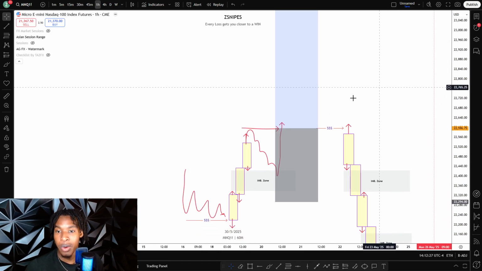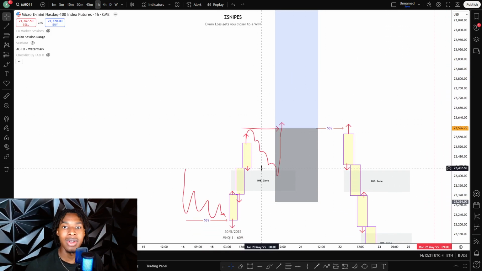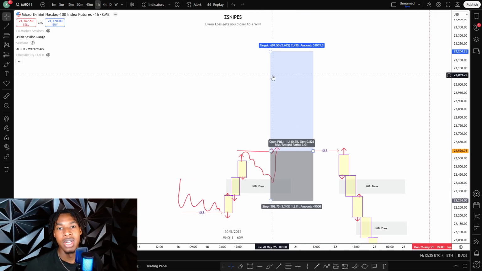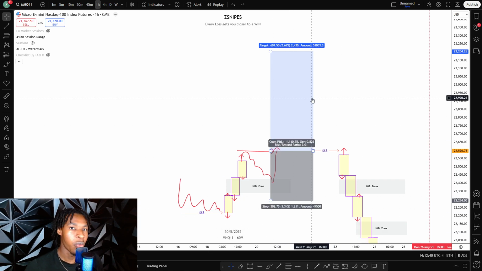Usually I like to target a 1 to 2 when I'm taking these. These are quick, aggressive entries. I'm usually doing this on like the 5-minute time frame, so I don't need this market to go bonkers. I don't need this market to moon. I'm only looking for a quick 1 to 2, a quick flip on the account.